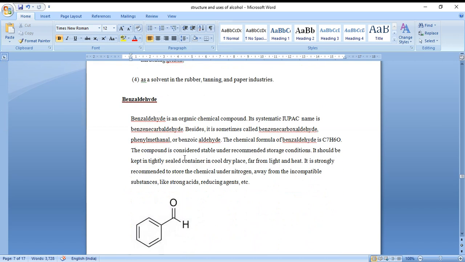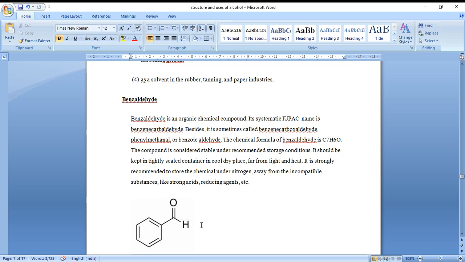And the next compound is benzaldehyde. You know benzaldehyde is benzene which is attached with the aldehyde group. Benzaldehyde is an organic chemical compound, and it is also an aromatic compound. The IUPAC name is nothing but benzene carbaldehyde.